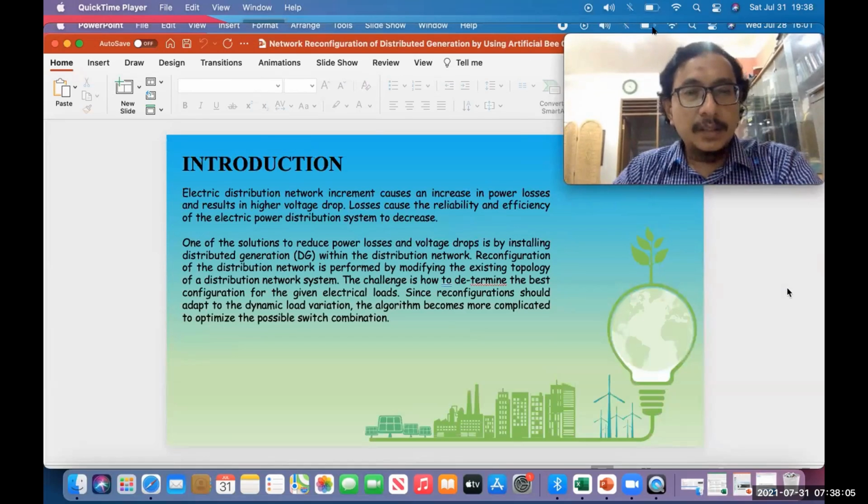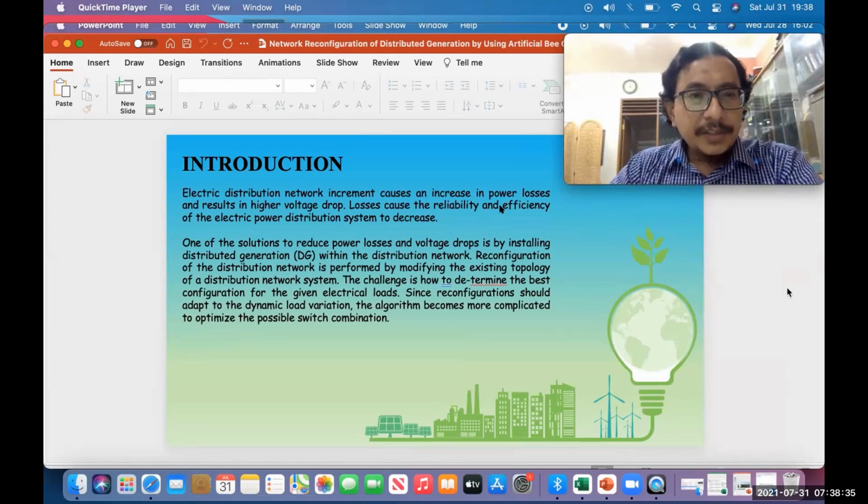In these slides we will discuss the introduction of my research. Electric distribution network increment causes an increase in power losses and results in higher voltage drop. Losses cause the reliability and efficiency of the electrical power distribution system to decrease. One of the solutions is to place distributed generation within the distribution network.